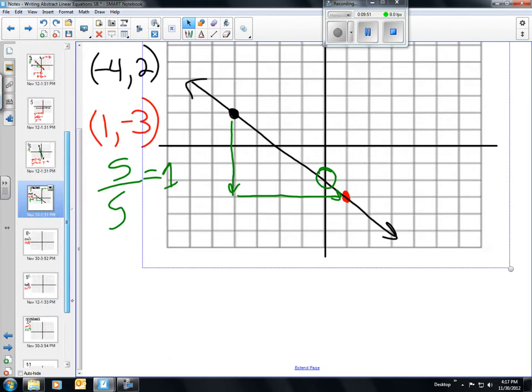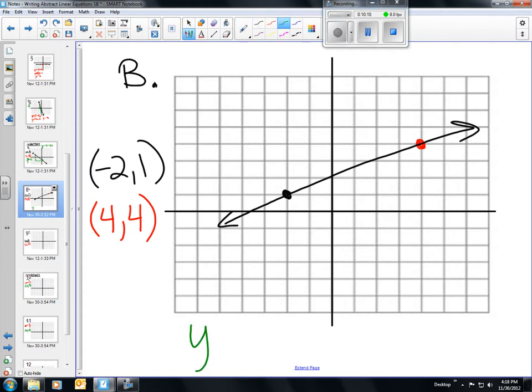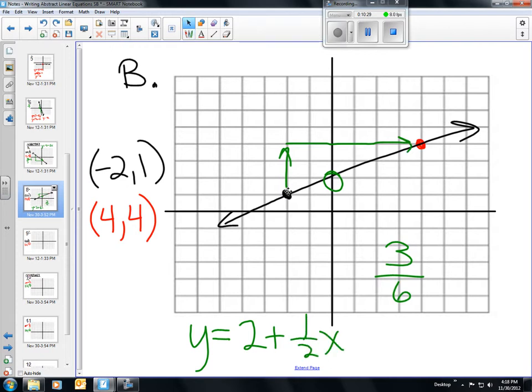Let's look at example 2. Part B, take negative 2, 1. So negative 2, 1 is the black point. The red point is 4, 4. Then our line passes through the 2 points. And we can write the equation as y equals positive 2 plus, because this is an increasing graph, and our slope here is up 3 over 6, so positive 3 over 6, which we can reduce to 1/2 x. So that would be the equation there.